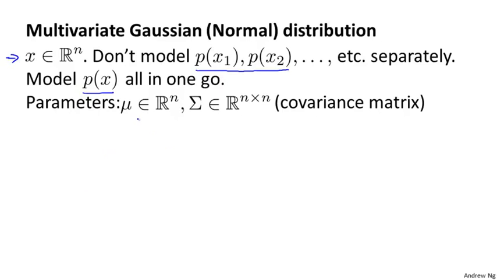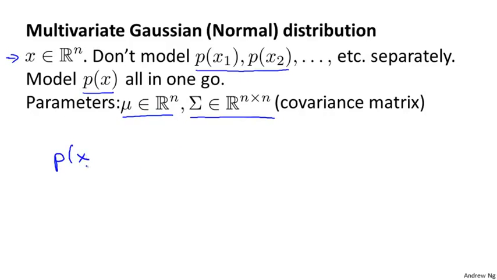So the parameters of the multivariate Gaussian distribution are mu, which is a vector, and sigma, which is an n by n matrix called a covariance matrix. And this is similar to the covariance matrix that we saw when we were working with the PCA, the principal components analysis algorithm. For the sake of completeness, let me just write out the formula for the multivariate Gaussian distribution.